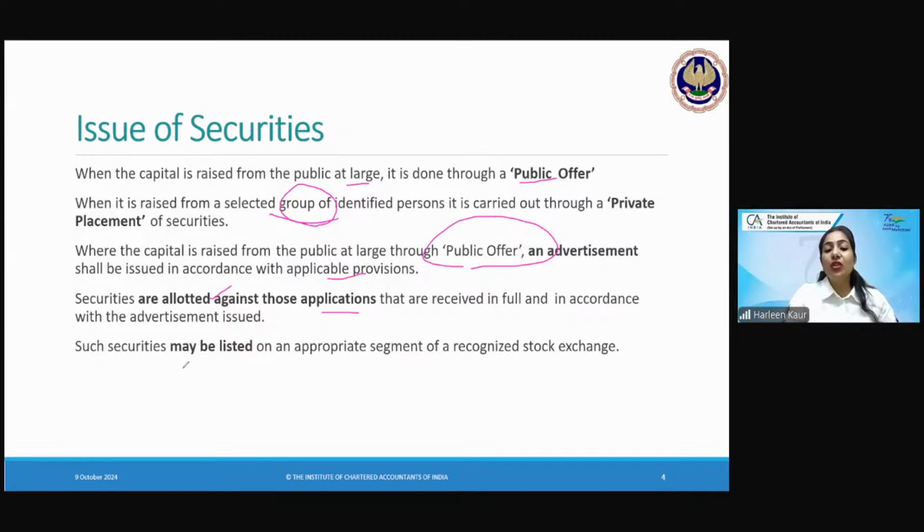The securities which are listed on an appropriate segment of a recognized stock exchange: this is talking about listed securities. Whatever securities have been listed on a recognized stock exchange, they have to follow a bigger body, that is SEBI. The Securities and Exchange Board of India regulations have to be complied with by listed companies whenever they come up with their IPO and issue of securities.